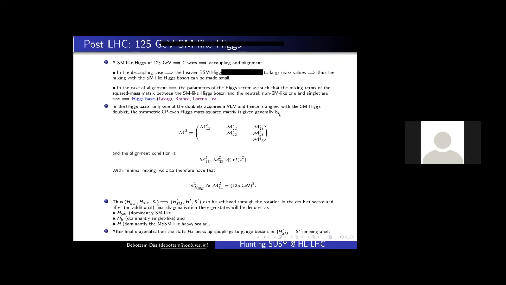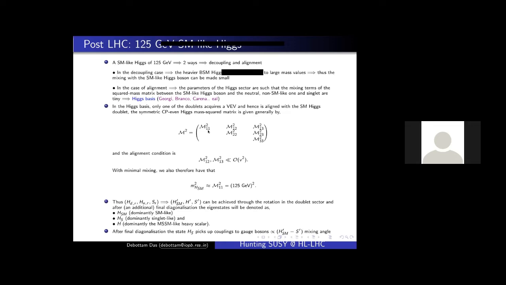In the alignment domain, the parameters of the Higgs sector are such that the mixing terms of the squared mass matrix between the standard model-like Higgs boson and the non-standard-model-like and singlet-like Higgs scalars are tiny. This is the so-called Higgs basis, because only one of the Higgs doublets acquires a vev. Unlike H_U and H_D, which both assume a vev, we can simply rotate the basis so that only one of the doublets acquires a vev, and hence it is aligned to the standard model Higgs doublet. This is the symmetric mass matrix in the Higgs basis, and the alignment condition is that M²_12 and M²_13 should be very tiny, so that the standard model Higgs boson mass squared is just M²_11, so it's just 125 GeV squared.